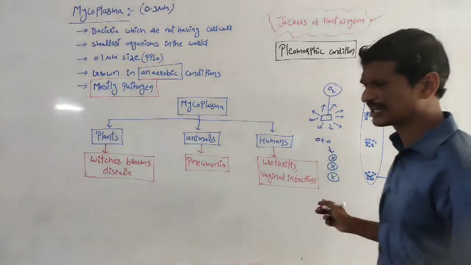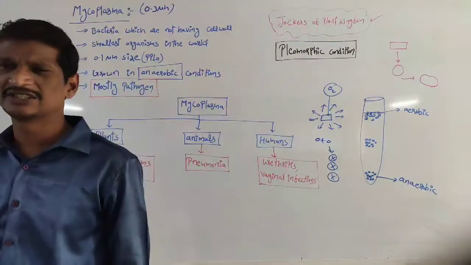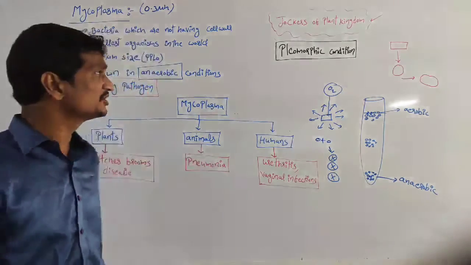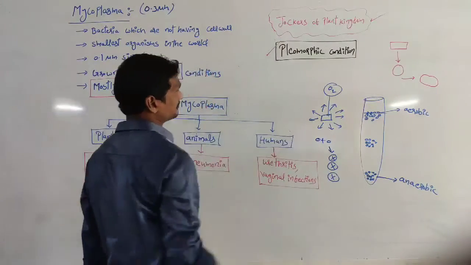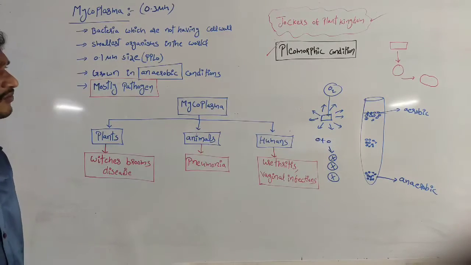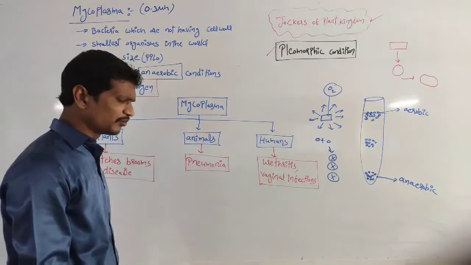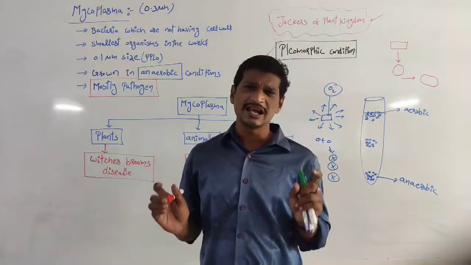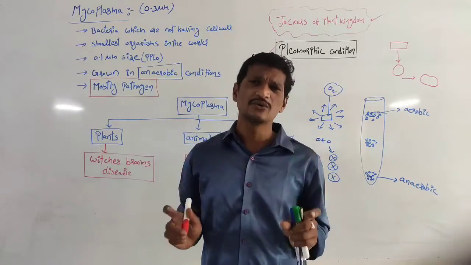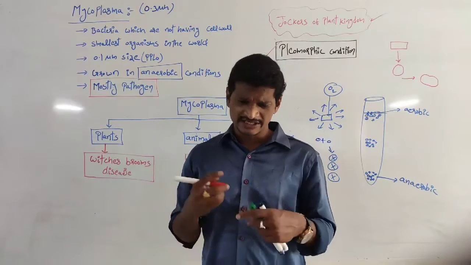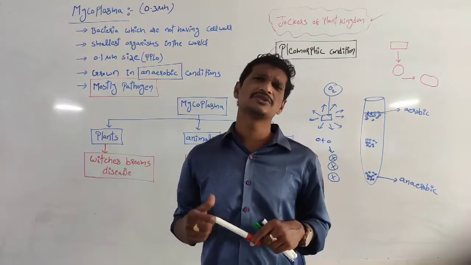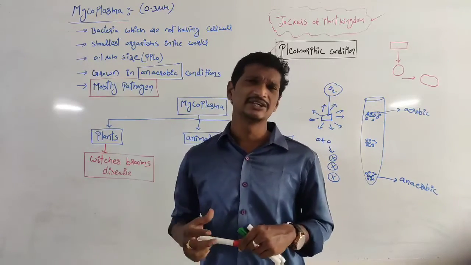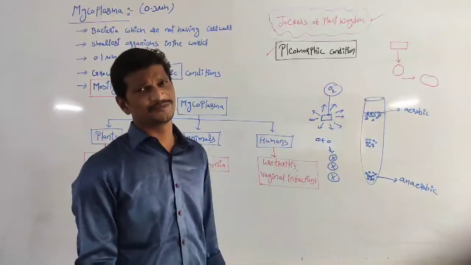So what I am trying to say here is that, because of the lack of cell walls, the bacteria change their shape according to the surroundings. The condition is called pleomorphic condition. Remember all of you, this is a very important point. Whatever mycoplasma bacteria are there, they lack cell walls, and according to the surrounding changes, the organism's shape is also changed. So that condition is called pleomorphic condition.